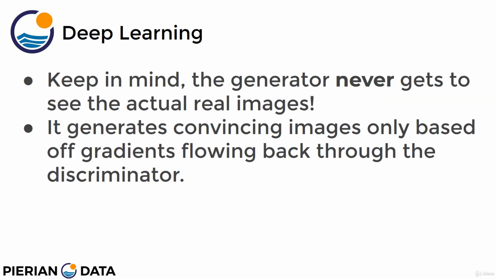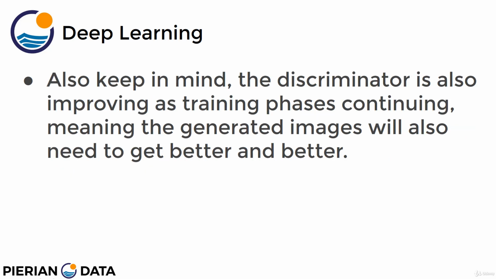What's really interesting though, and something you should always keep in mind, is the generator itself never actually gets to see the real images. It generates convincing images only based off gradients flowing back through the discriminator during its phase of training. You should also keep in mind the discriminator is also improving as training phases continue. So, meaning the generated images will also need to hopefully get better and better in order to fool the discriminator.